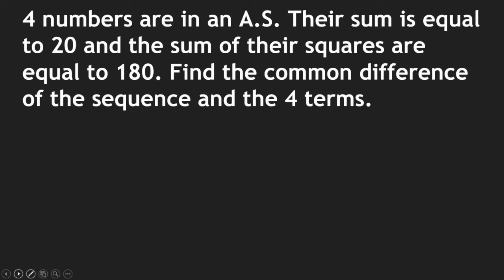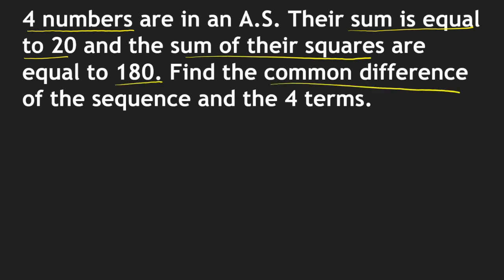So, four numbers are in an arithmetic sequence, right? We have four numbers. Their sum is equal to 20, and the sum of their squares is equal to 180. Find the common difference of the sequence and the four terms, right? So, we're given four terms.